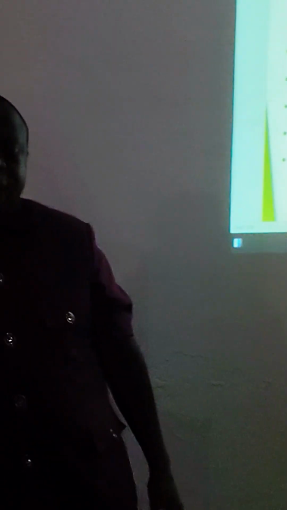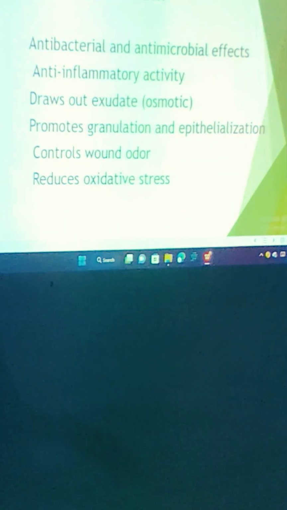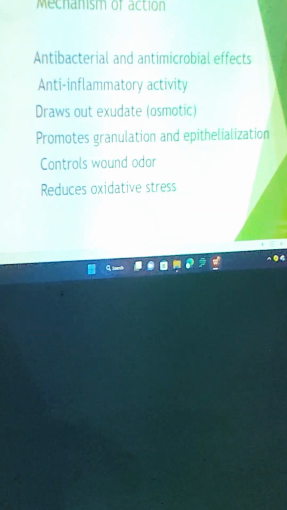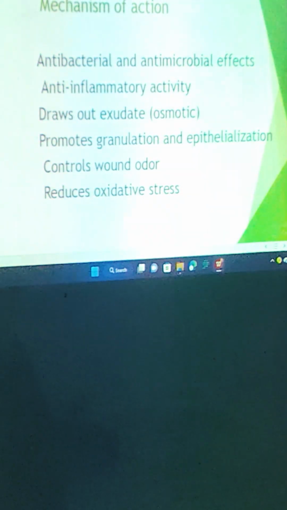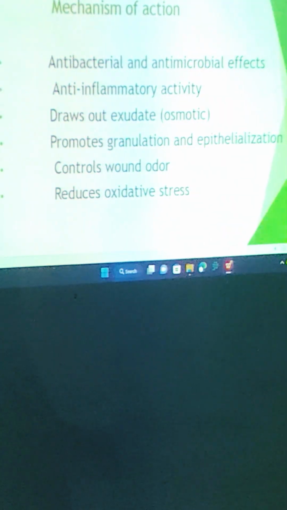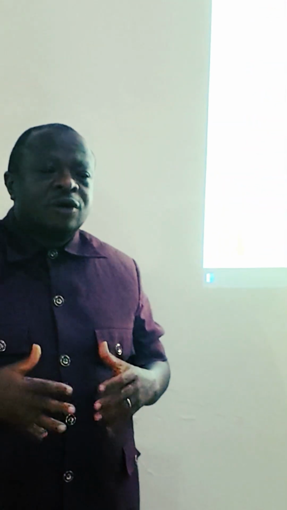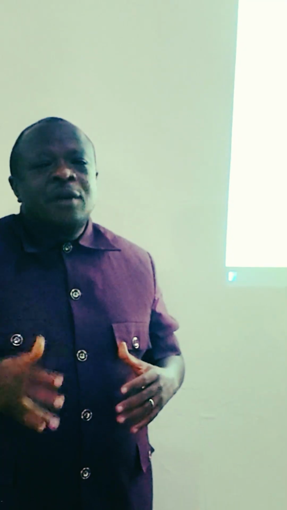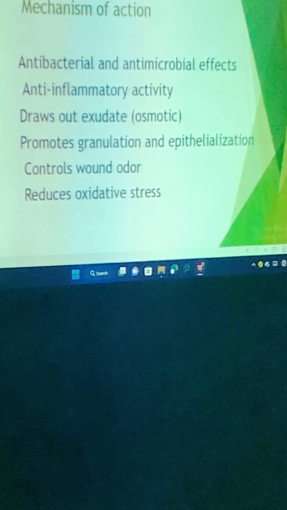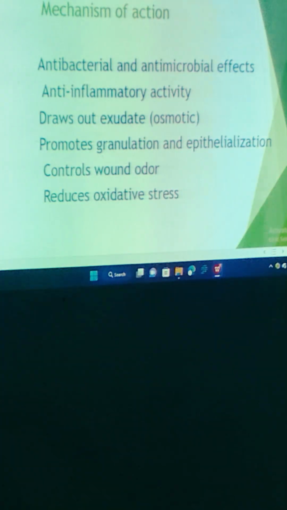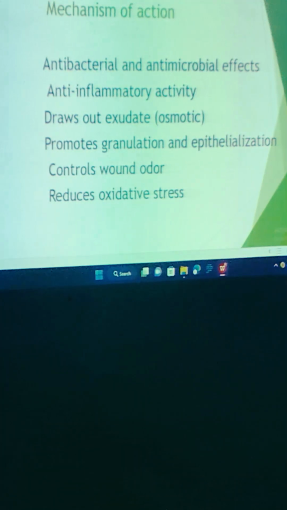The mechanism of action of honey. Honey has an antibacterial agent which kills bacteria on the surface of the wound. Before, ampiclox powder or an antibacterial was applied on the surface of the wound, but research has shown that ampiclox should not be applied directly on the surface. The drug should be taken systemically to kill the bacteria in circulation, thereby freeing the bacteria on the surface of the wound.